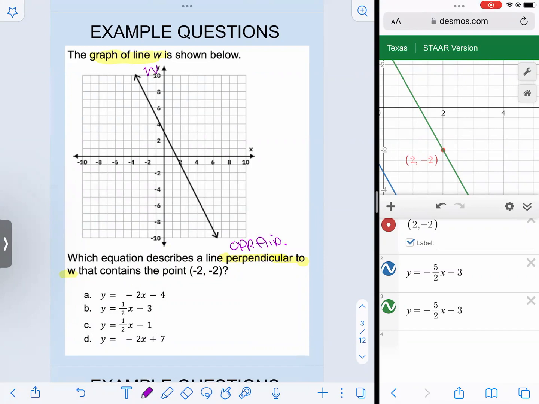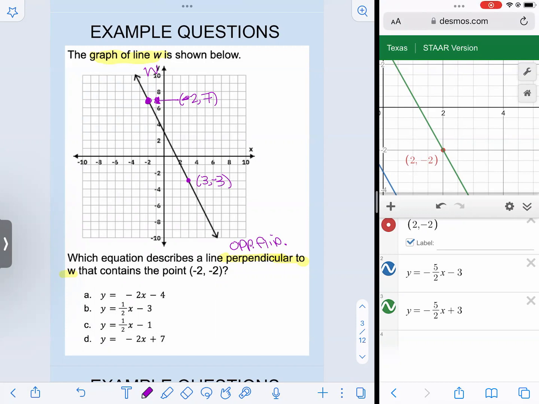Meaning I need something that's perpendicular to this line, okay? So what I have to do is find the slope of this line. So I'm going to pick 2 points. I'm going to pick this point right here, which would be -2, 7. And I'm going to pick another point right here, which would be 3, -3.